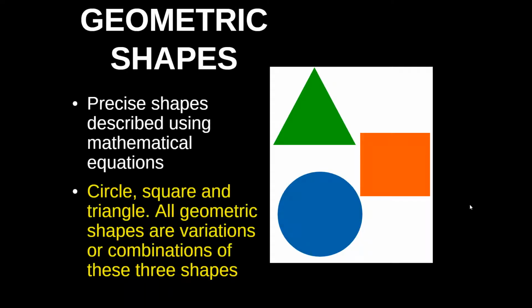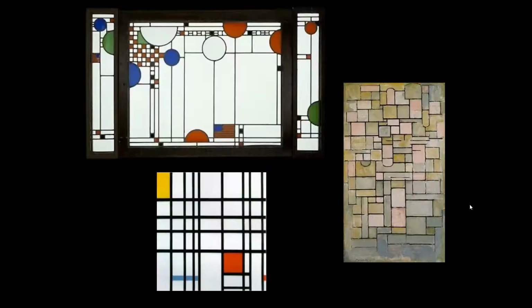Geometric shapes is a more particular definition of a shape. It's a precise shape that can be described using mathematical equations. Now, your circle, square, and triangle, all those geometric shapes are variations or combinations of these three basic shapes. We have some examples of artwork that was created using only basic shapes for their composition. Notice the use of color in here.